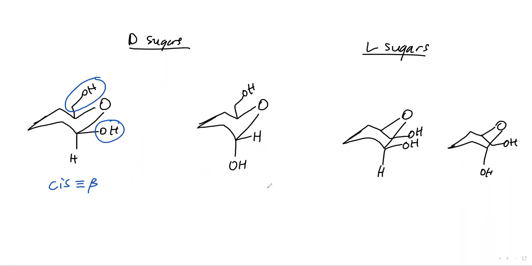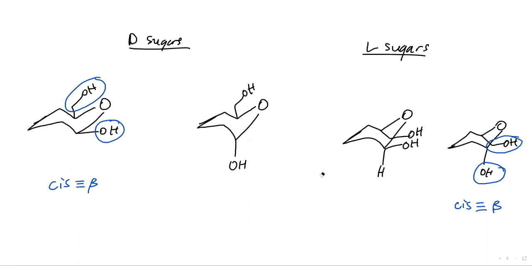Same thing with this one here, right? This CH2OH is down and this OH is down. That is cis, so these are beta. So you can see D and L sugars have opposite beta faces, right? The whole up and down is kind of switched for them.